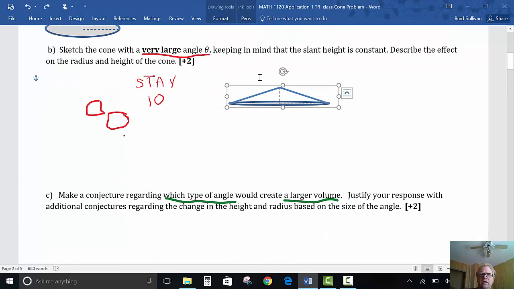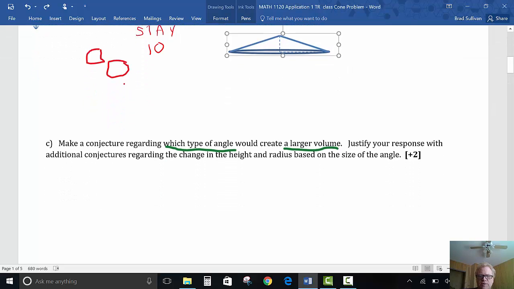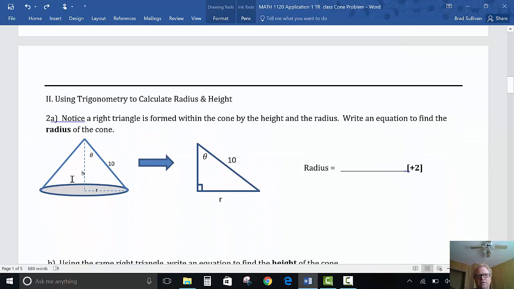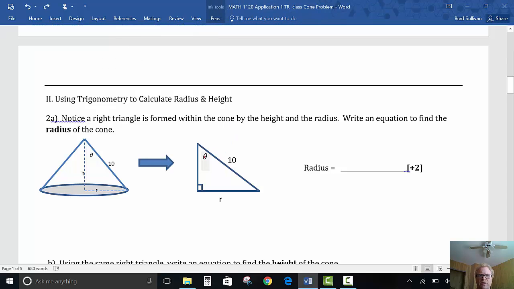One of the things I want to look at on this second page is what's happening to your angle. So let me get to this second page of the handout, and let's think about the trigonometry. This is where the trigonometry comes into play. What I've really done is I want you to look at this triangle, and notice that you have an angle theta. The slant height is going to stay 10, and the radius is going to be the value of r.